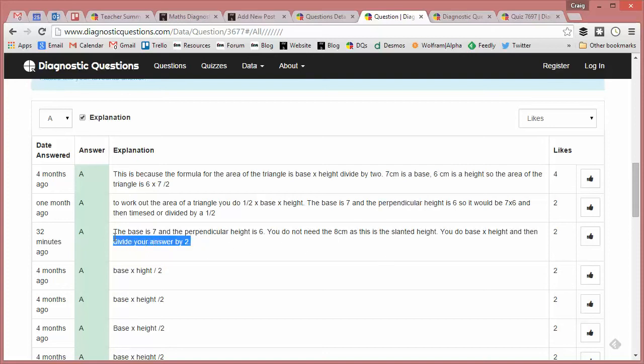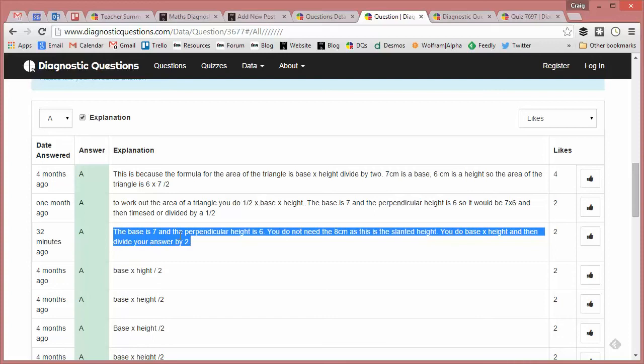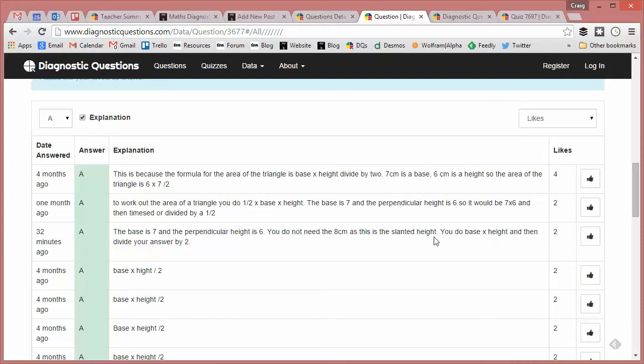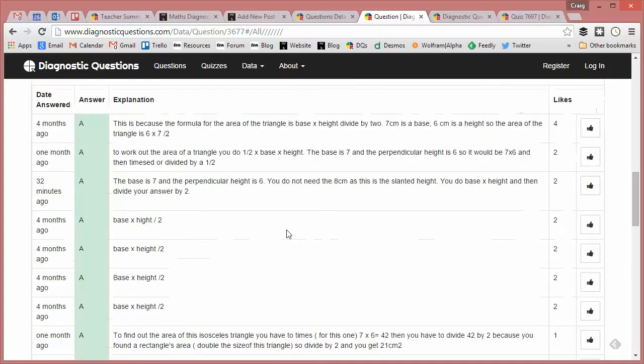This is maybe my favourite one though. I really like this. The base is 7 and the perpendicular height is 6. You do not need the 8 centimetres as it's the slanted height. I know exactly what they mean there, the slanted height. Love that. So you do base times height and divide your answer by 2. So it's recognising that the 8 isn't needed at all.